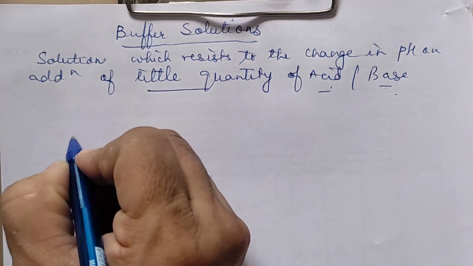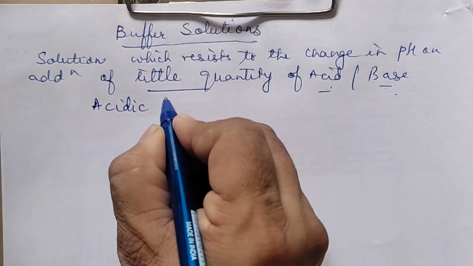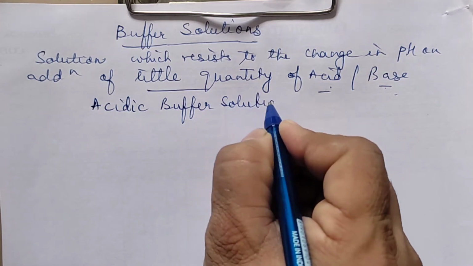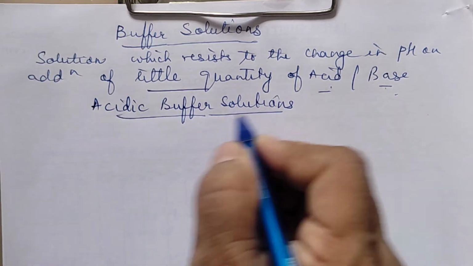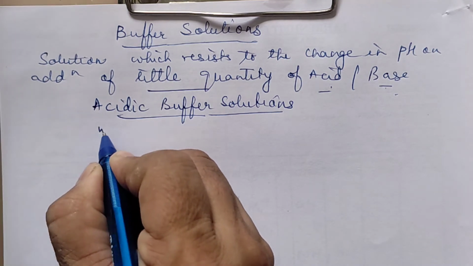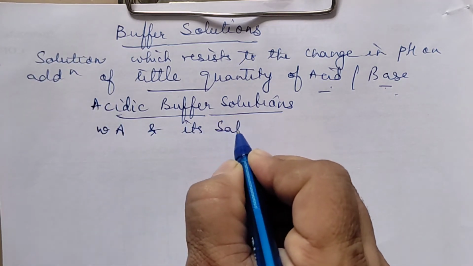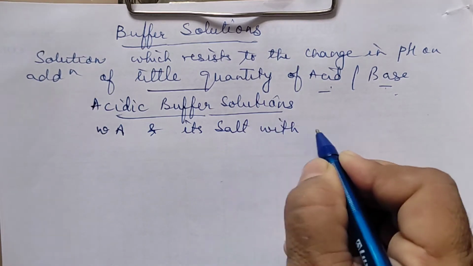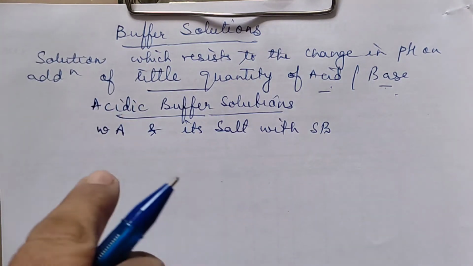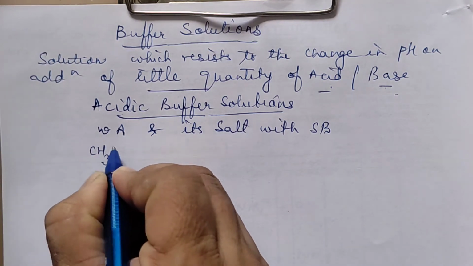Now buffer solutions are of two types: acidic and basic. I am first talking about the acidic buffer solution. What are these acidic buffer solutions? You can remember with the name itself: acidic buffer solutions are normally a combination of a weak acid and its salt with a strong base. Let's take an example, then it will be further clear.